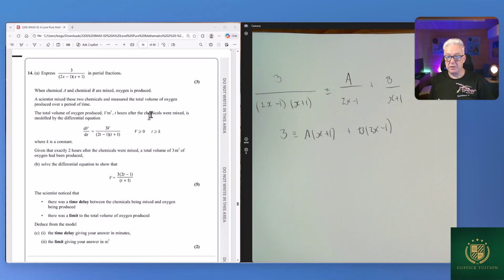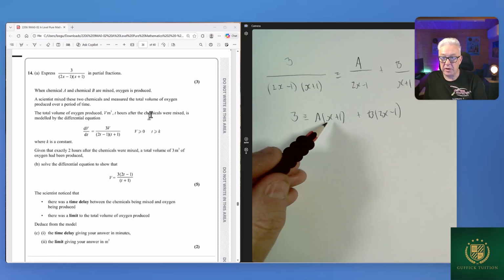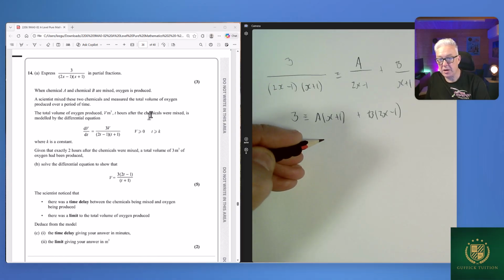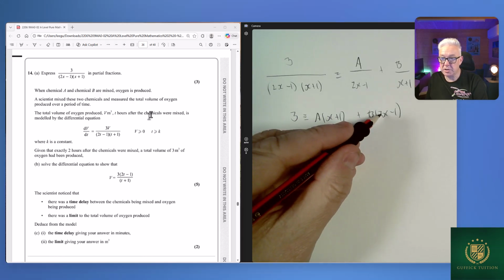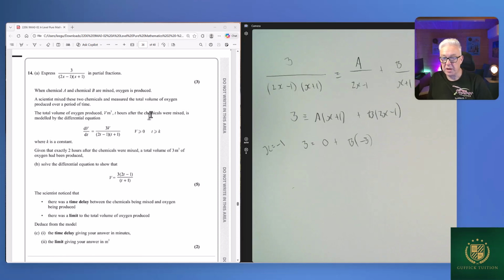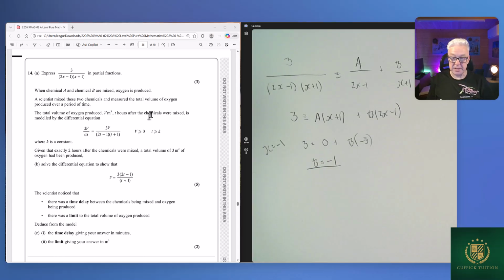Okay, so now there's lots of different ways we can do this, but I like to use the substitution method. So I'm going to think, what's my value of x I'm going to put in here that's going to eliminate A and help me to work out B. So I'm going to say let x equal minus 1 to start off with. So therefore 3 is going to equal 0 plus B times 2 times minus 1 is minus 2, minus 2 minus 1 is minus 3. So therefore I get that B must equal minus 1. Okay, so that's my first one.